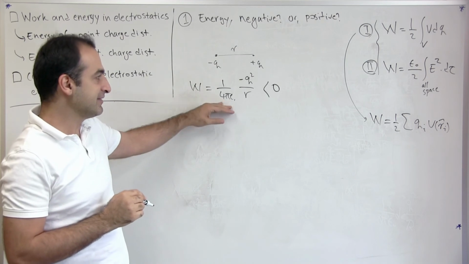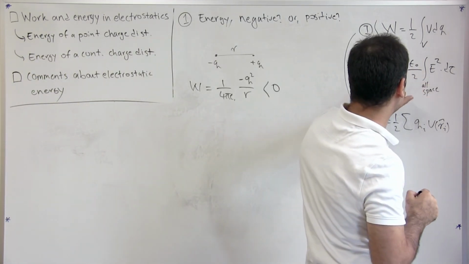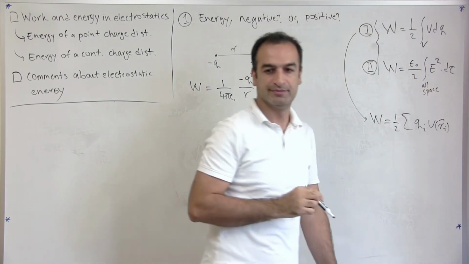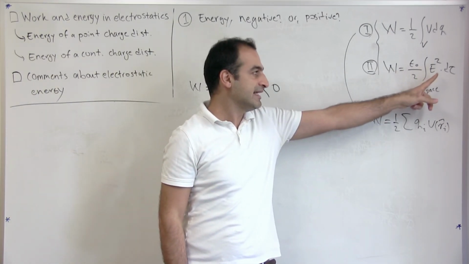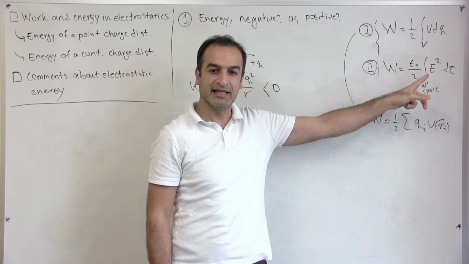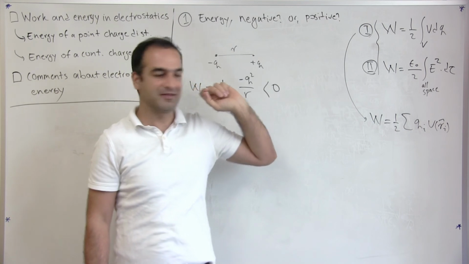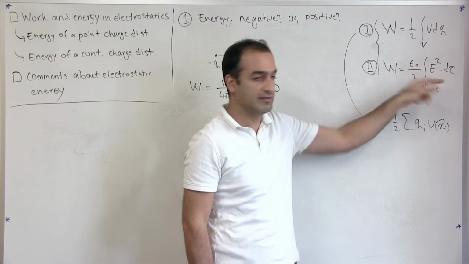So this is negative. Now look at equation number 2, where you have W equals epsilon 0 over 2 times the integral of E squared d tau. Is this negative or positive? Positive. Can it ever be negative? No, it cannot ever be negative because we have the magnitude of E to the power of 2. This integral is always positive.